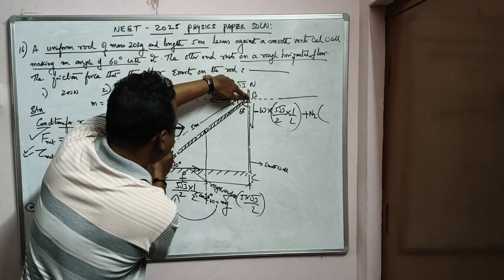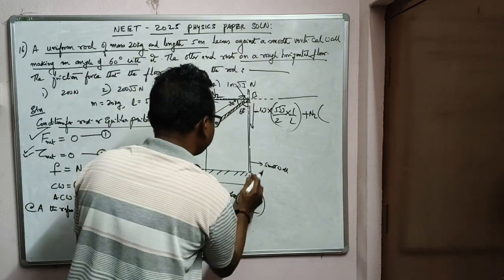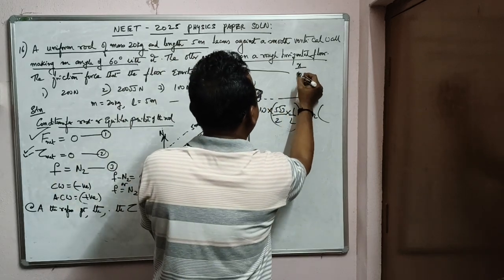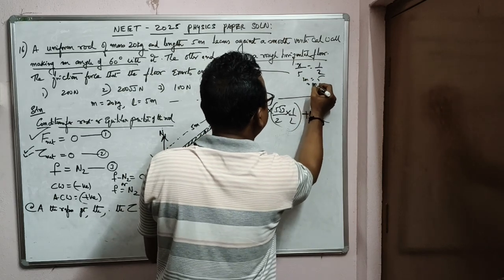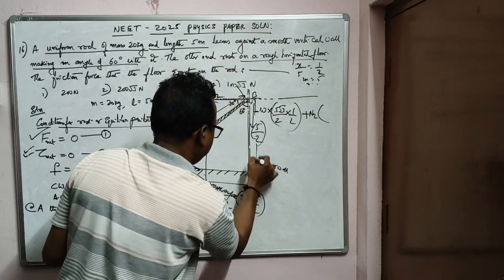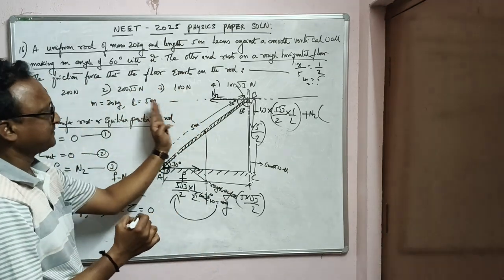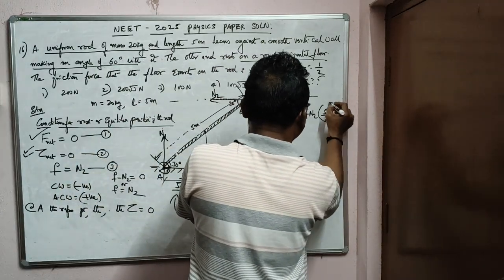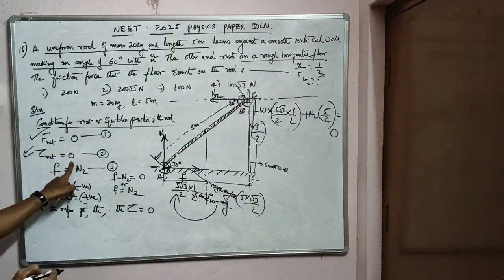Opposite by hypotenuse, or 5 sin 30. We need this distance; this is theta. Opposite by hypotenuse is equal to sin 30. Sin 30 is equal to half. So x is equal to 5 by 2. So this total value is 5 by 2. This is 5 cos 30 and this is 5 sin 30. So N2 into the perpendicular distance, that is 5 by 2 meters. Clear? And the net torque is equal to 0.